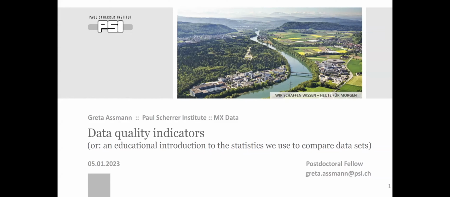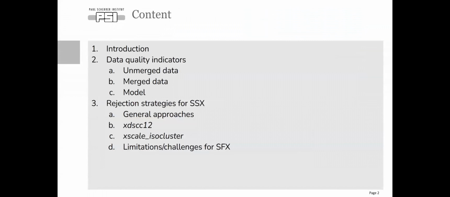Thank you, Greta. Thank you for the nice introduction, and thank you for having me. As we can see, I will talk about data quality indicators, and I was asked to give an educational introduction, so I guess it's very relevant for all the students here. And I will start with a small content overview.